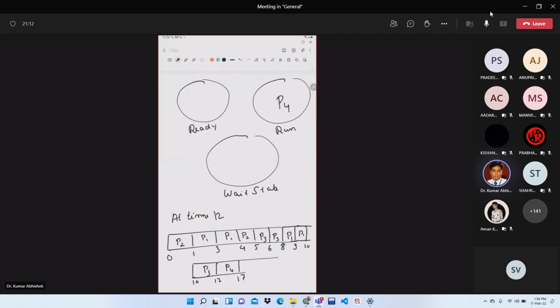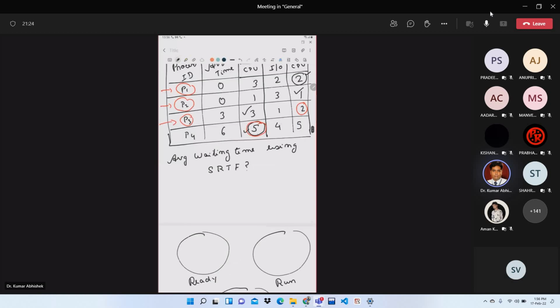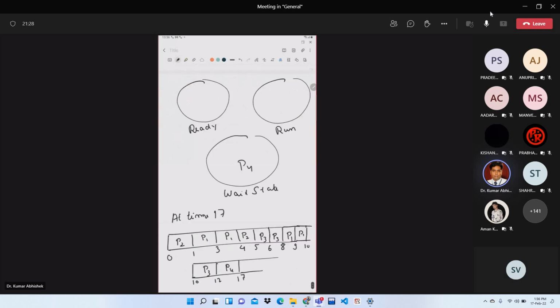What will happen at time 17? At time 17, P4 will go to wait state. Why will P4 go to wait state? It has to execute IO bursts. So from 17 to 21, what we have? We have this CPU as an idle state. Yes or no?